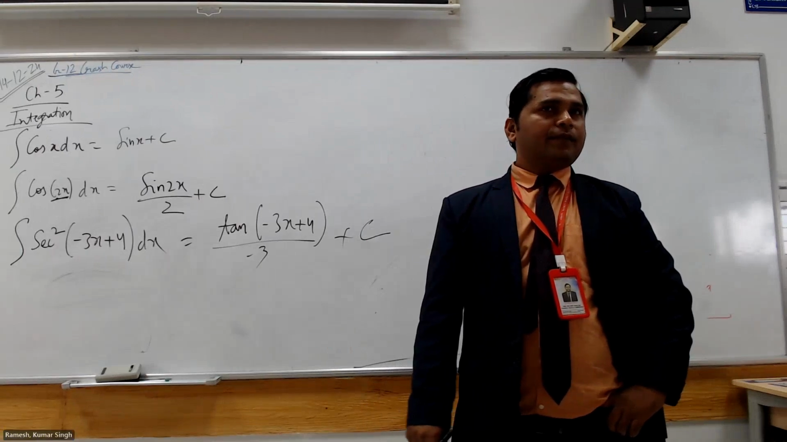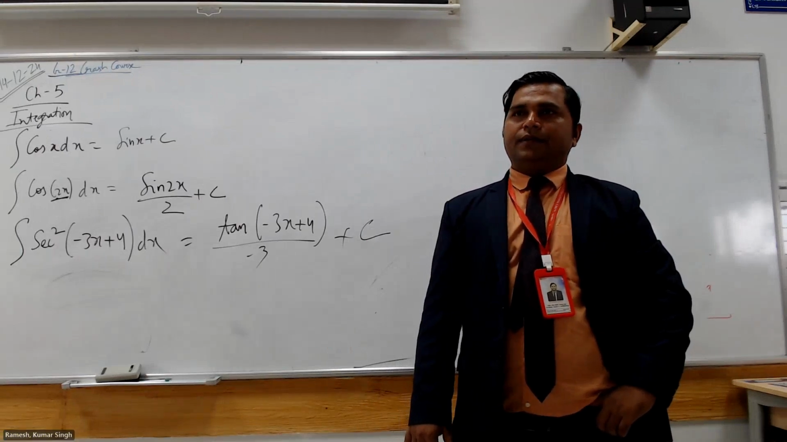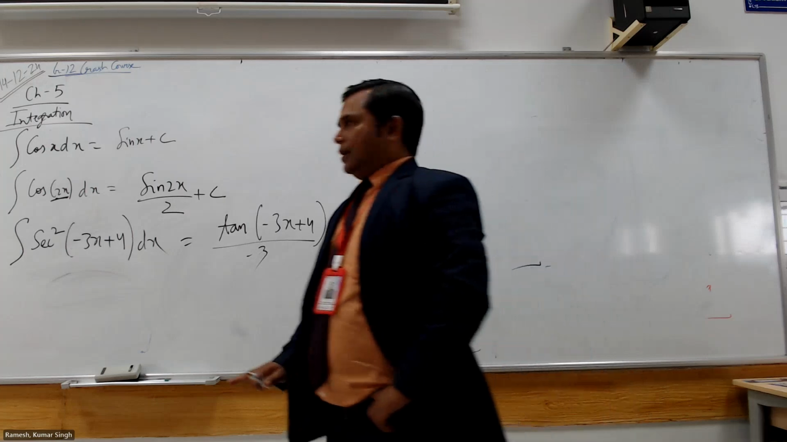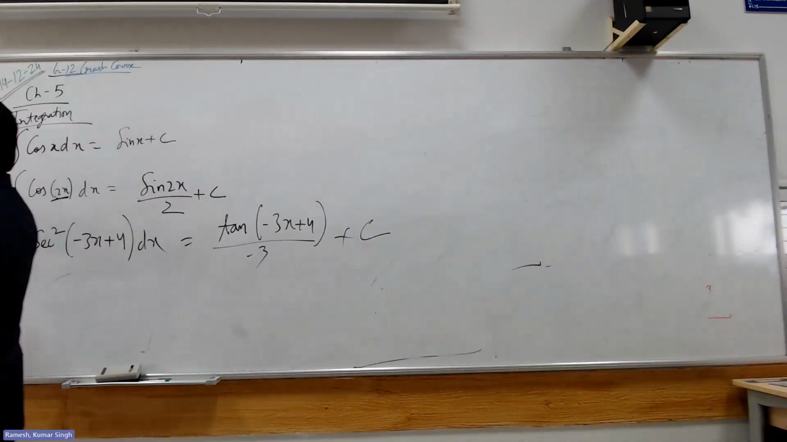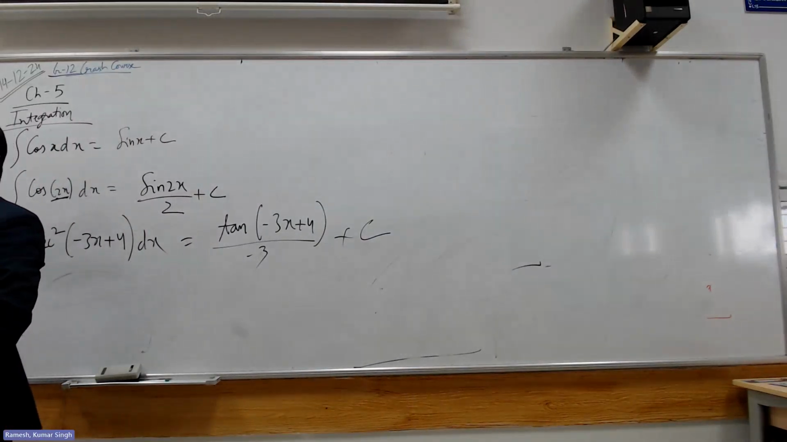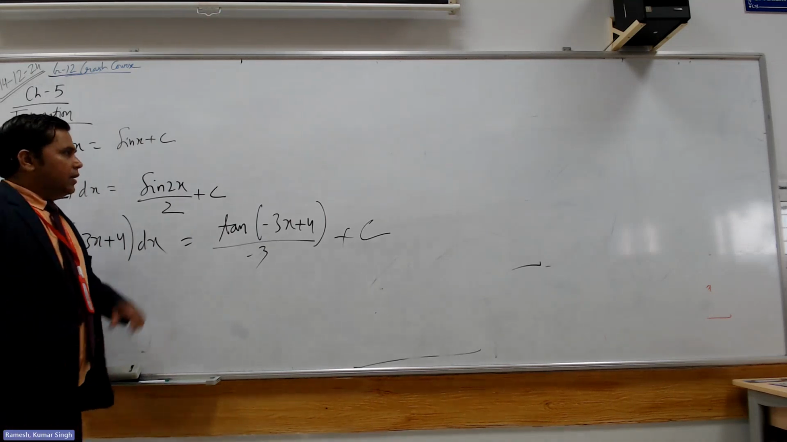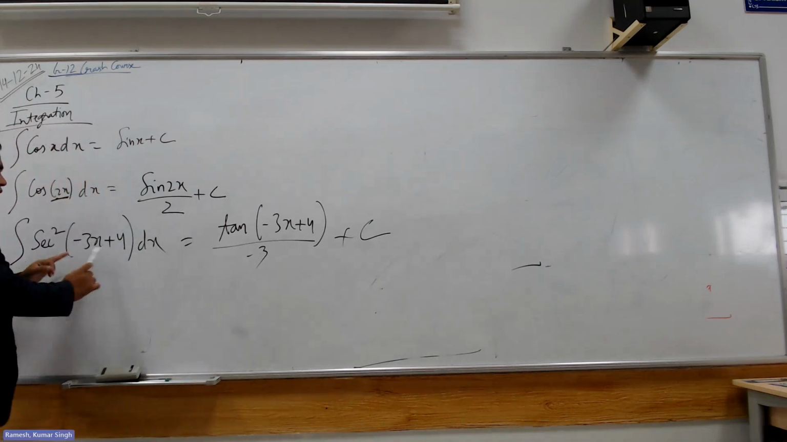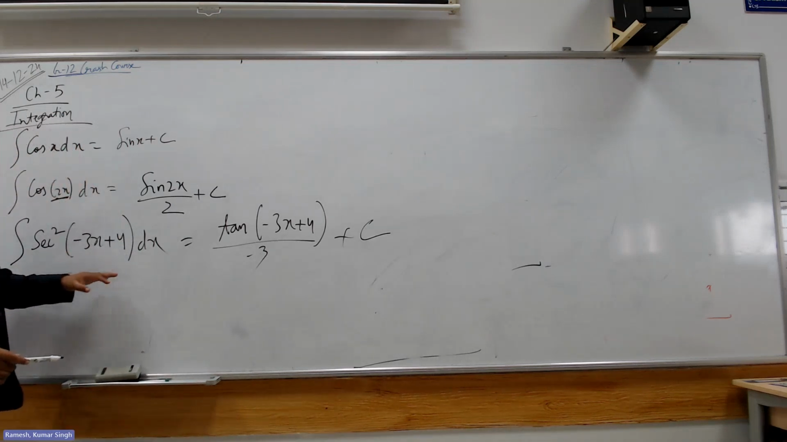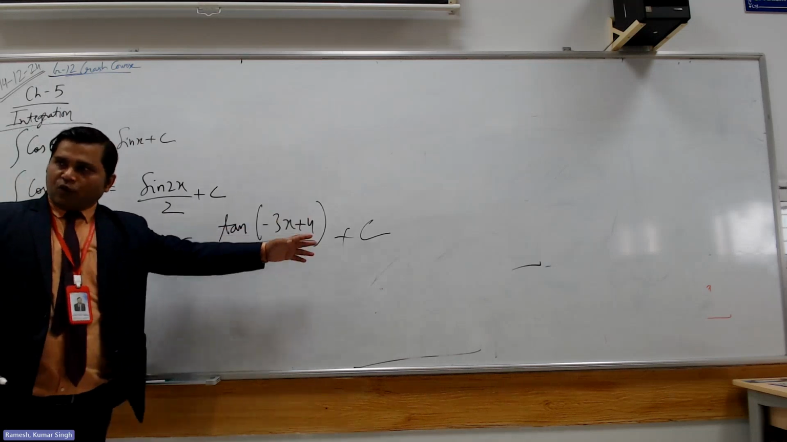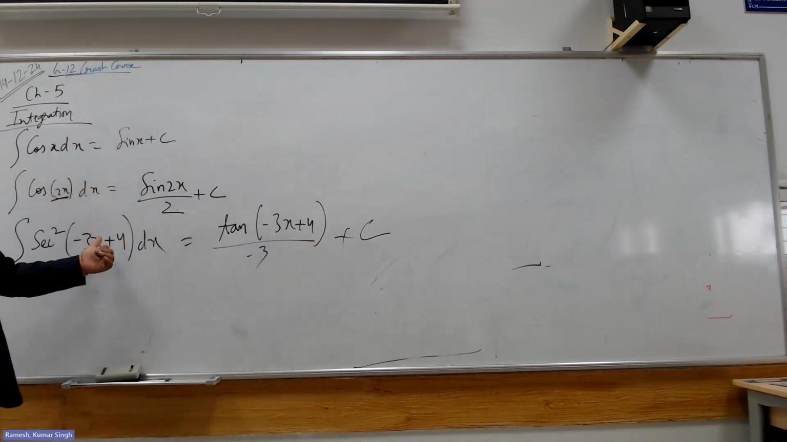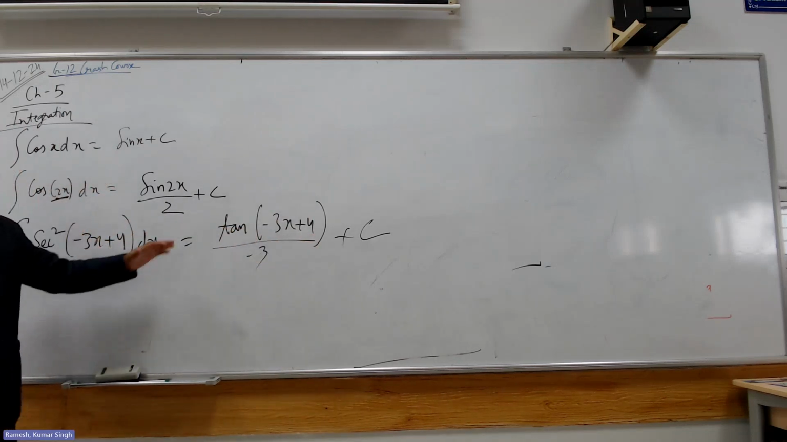Clear? So we are doing integration. Integration is the opposite of differentiation. Differentiation of tan is secant square, so integration of secant square is going to be tan. These are given in the booklet. So integration of this is going to be tan of negative 3x plus 4, divided by the coefficient of x, which is minus 3.